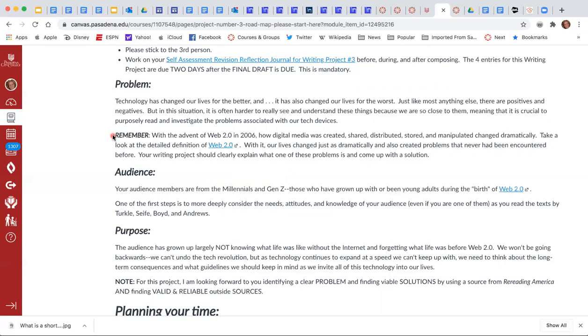I want to remind you that with the advent of Web 2.0, which occurred in 2006, how media was created, shared, distributed, stored, and manipulated digitally changed dramatically. And if you haven't taken a look at the detailed definition of Web 2.0, you may do so here.